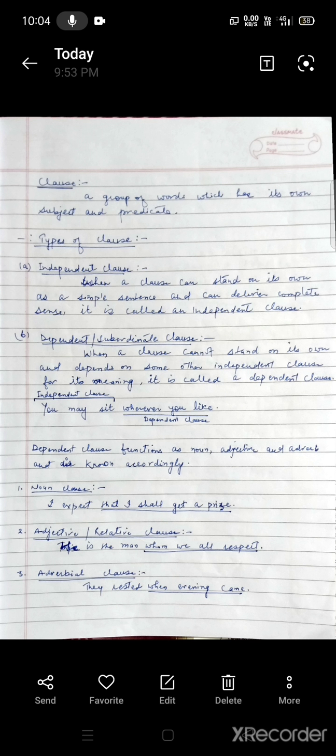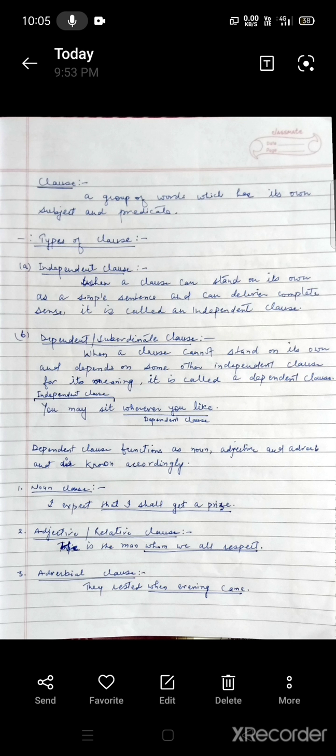For example, we have a sentence: you may sit wherever you like. This is a complex sentence, and it contains two clauses. One is you may sit, which has its own subject, you, and the verb, sit. And we also have another clause, wherever you like. In this clause, we also have its own subject, you, and the verb, like. So you may sit can stand independently as a simple sentence, and it can deliver a complete sense.